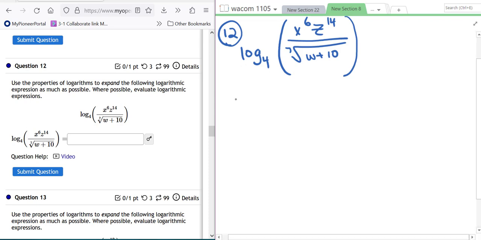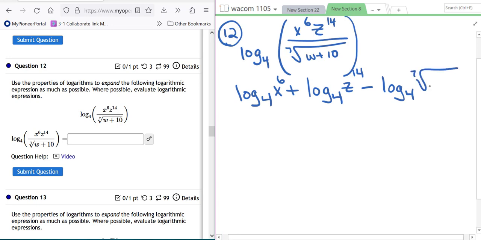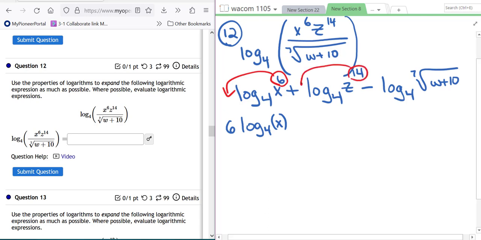So I'm going to go ahead and do log base 4 of x to the 6th plus log base 4 of z to the 14th. Now it's going to be minus log base 4, and we'll leave it the root here, but then we're going to change it. All right, so that's my first step. My 6 needs to come down on this piece. So I get 6 log base 4 of x. Right, on the next one, your 14 needs to come down. So we have plus 14 log base 4 of z.